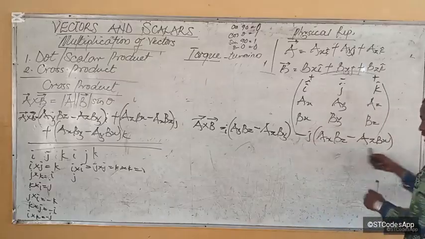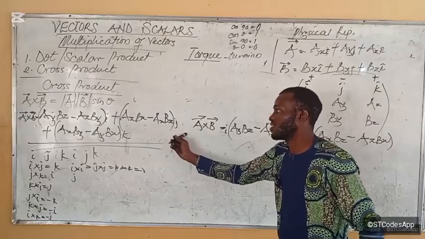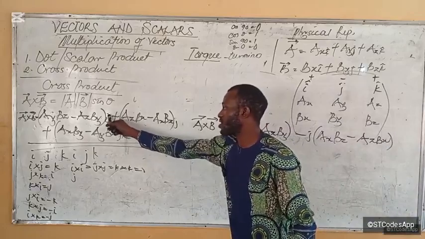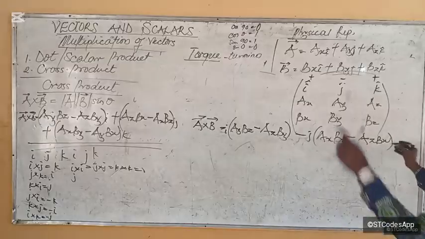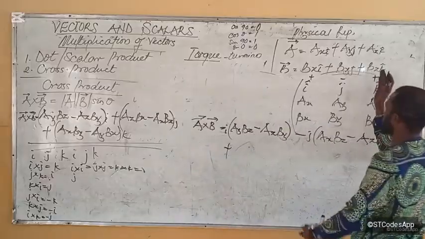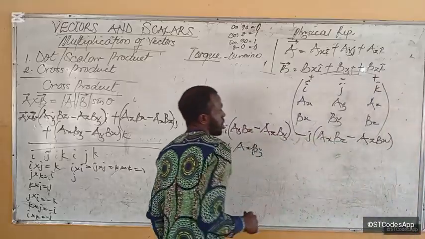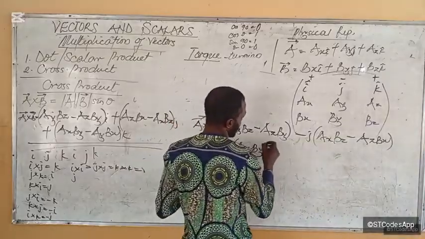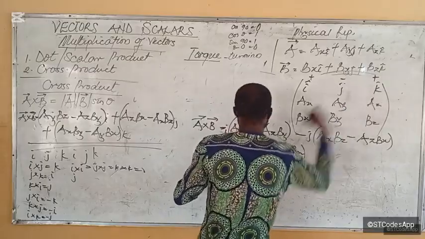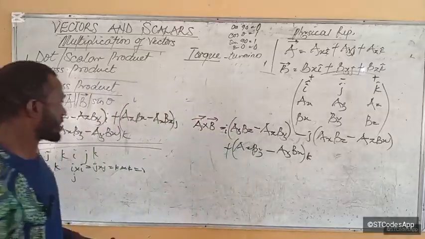So if you multiply this out, it becomes AXBZ J minus AXBZ J, minus and minus gives plus, AZBX J. Exactly. By the time this opens the bracket, it gives you the same thing. Is it clear? Then plus K, close this guy, AXBY minus AYBX. Positive K. All right, so that is our final answer.